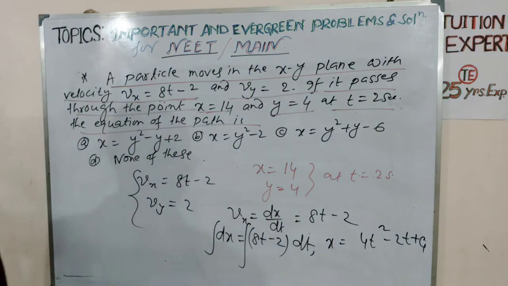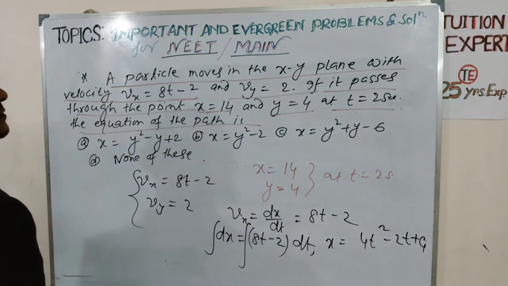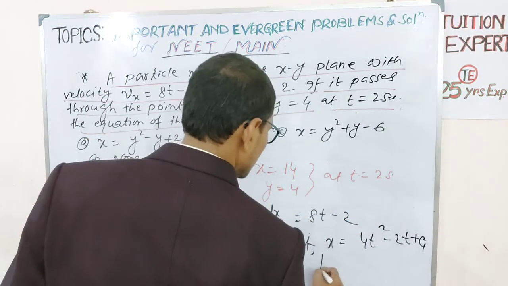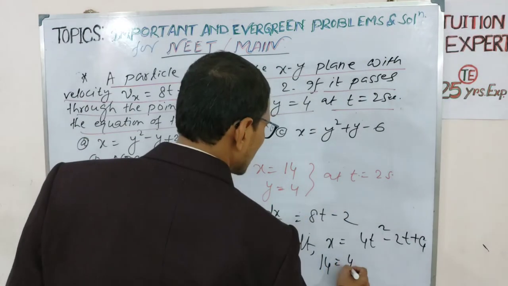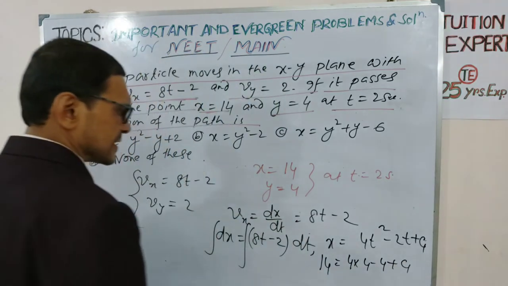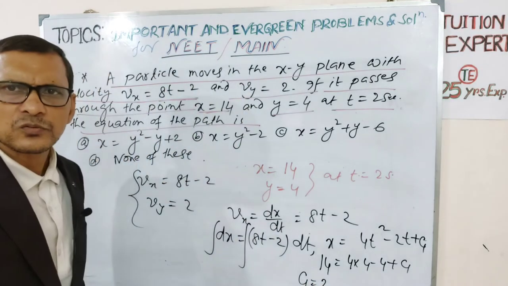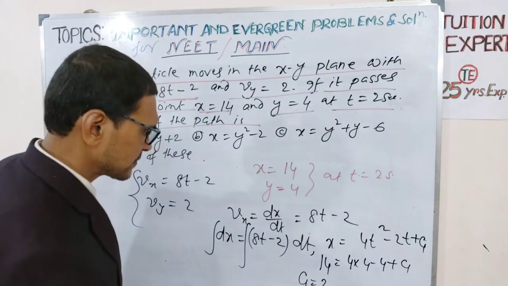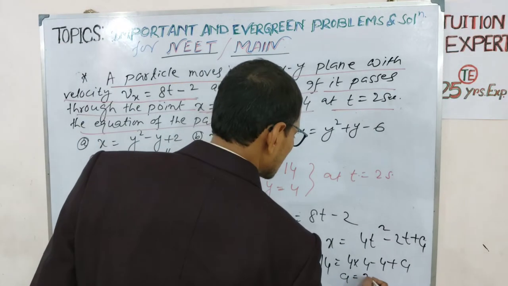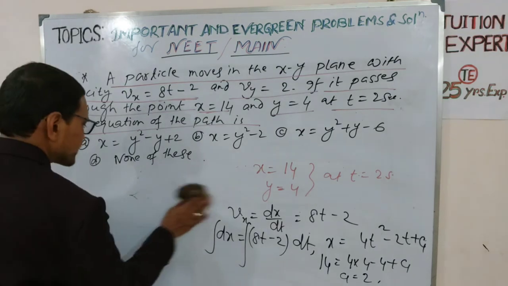Now we have to find the constant term, because it is given that when t equal to 2, x equal to 14. So we put here 14 equal to 4 into 4 minus 4 plus c1, that is 12. So c1 equal to 2. Okay. From this we get c1 equal to 2. Next, vy equal to 2.